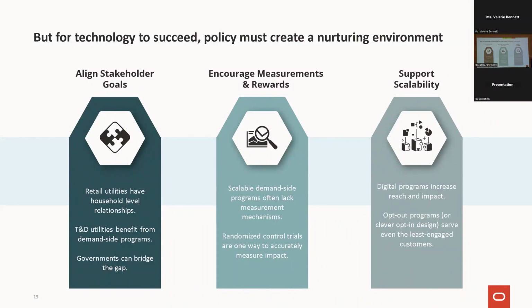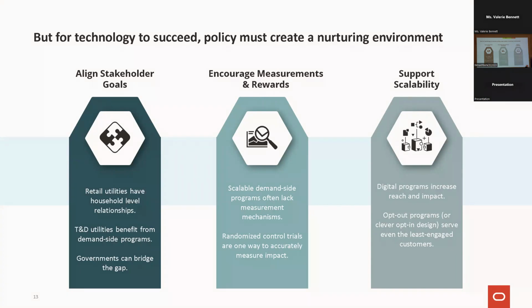The final way that policymakers can support this type of technology is by supporting scalability. And they can do that in two separate ways. The first is one we've talked about a lot today. It's digitalization. Digital programs increase reach and consequently impact. And so anywhere that we can encourage digital engagement with consumers on the phones that we all carry with us all the time, the better off we'll be.